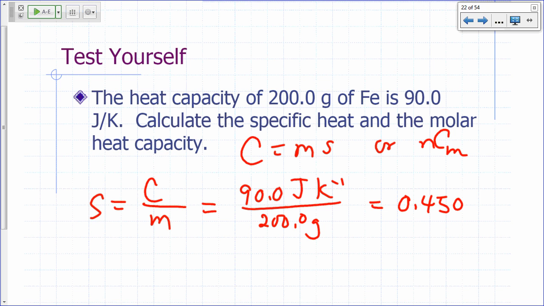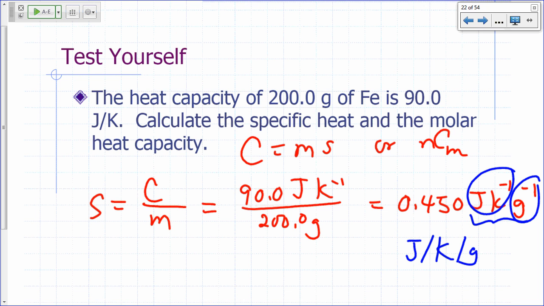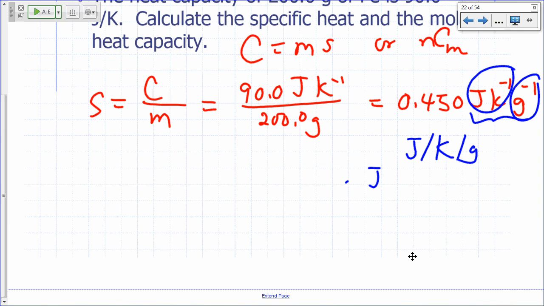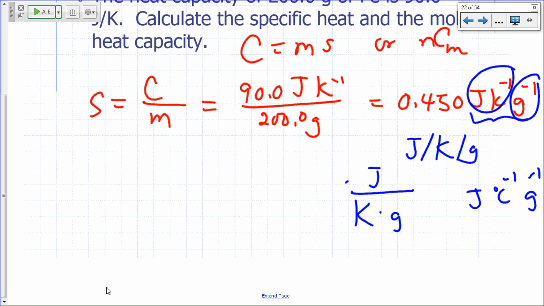So 3 sig figs, 0.450 joules per Kelvin per gram. The unit for specific heat is the unit for heat capacity per gram. So you can write it as joules per Kelvin per gram, or joules per Kelvin gram, or joules per degree Celsius per gram. Those are all units for specific heat. What about molar heat capacity?